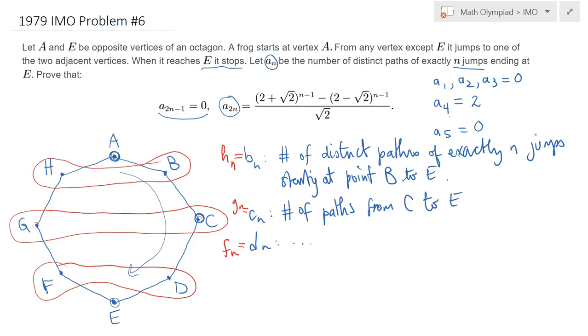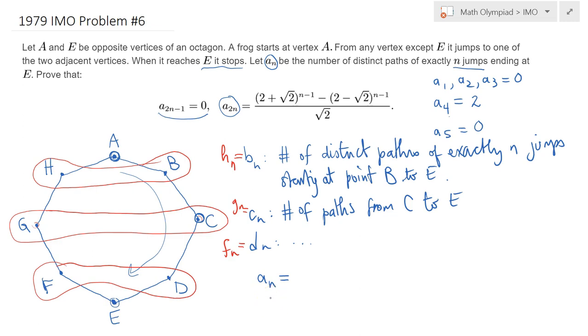C and G are obviously symmetric, so we can handle that pretty easily. So if we start at point A and we take two steps, what can happen? So A sub n, so let's start with this. Remember, A sub n is the number of distinct paths starting from point A to point E, and finishing this in n steps.